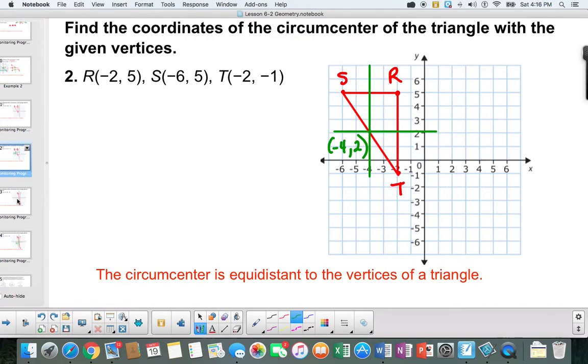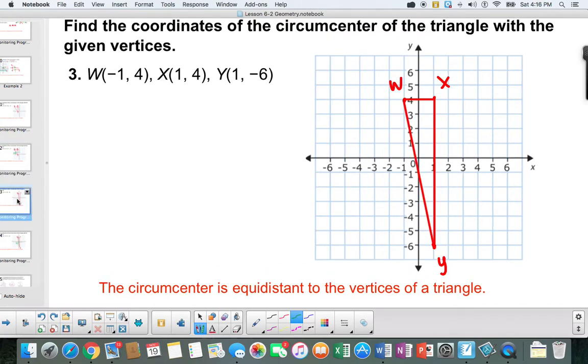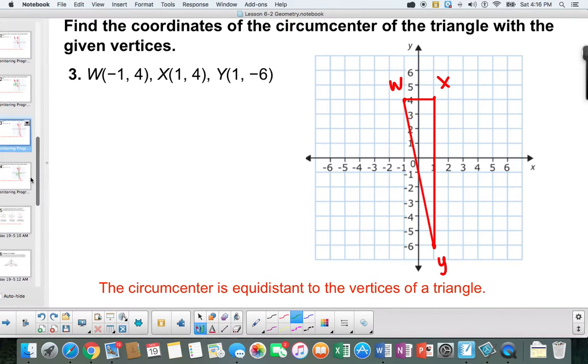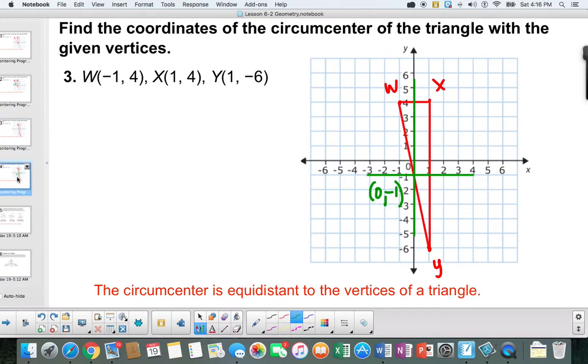Okay, let's try it one more time. Here's the triangle. See if you can find the circumcenter. I strongly suggest you find the perpendicular bisector for the horizontal side. Find the perpendicular bisector for the vertical side. Stop the screencast and see if you can find it. And here's the answer.